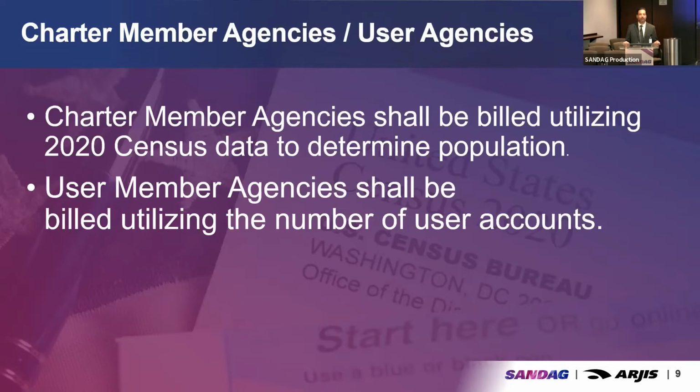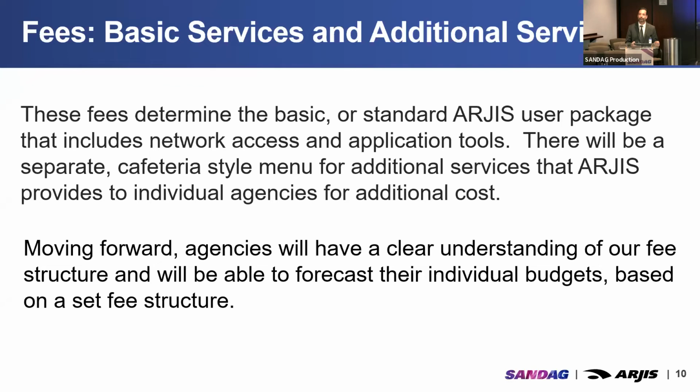We're not talking about disabled accounts, suspended accounts, or people that left and your ACCs didn't clean it up. These are active user accounts. Argus can determine which ones are active. So they are going to be billed about 40% of what the Argus budget is, based off the number of users that they have. These fees are going to take care of the basic or standard Argus user package. It includes the network, which also allows you connectivity to CLETS, the DMV, all of our network access, and our application tools.